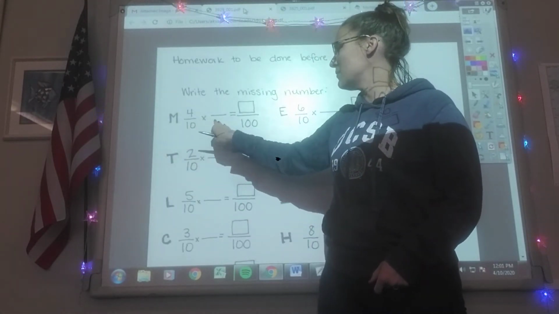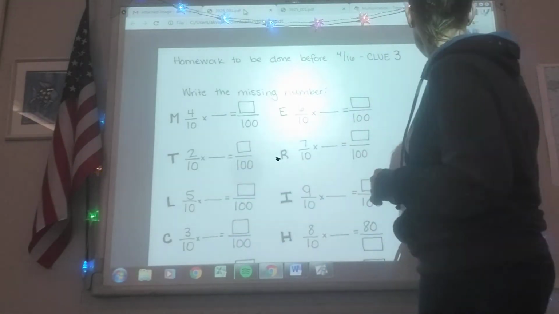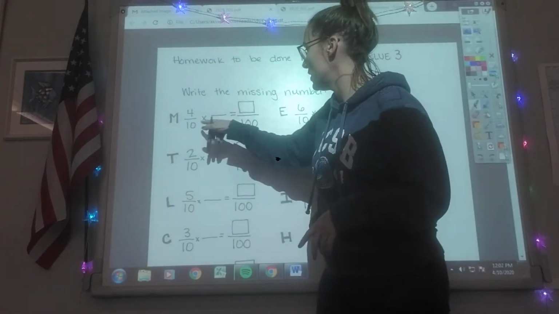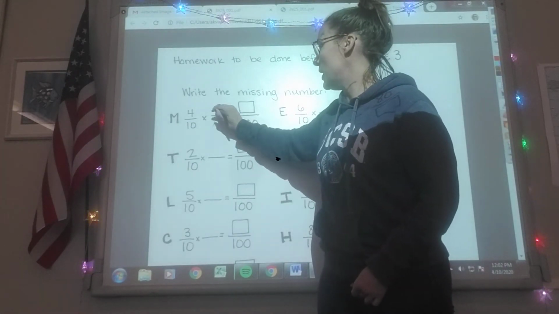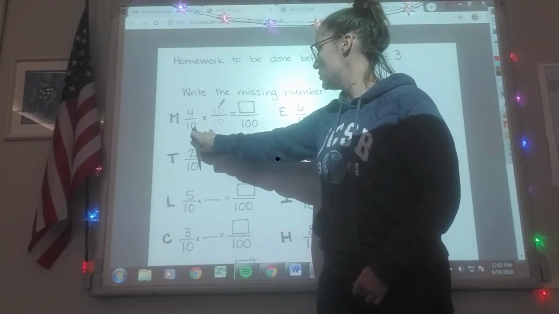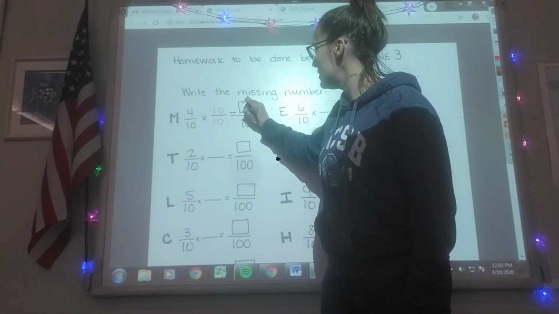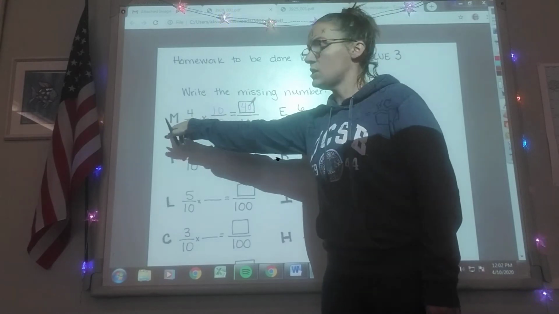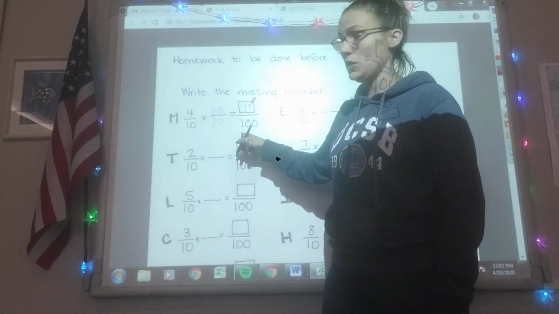So 10 times what equals 100? 10 times 10 equals 100. So whatever you do to the bottom, you must do to the top. So we know 10 times 10 is 100, and 4 times 10 is 40. So our clue M is going to be 40 over 100.